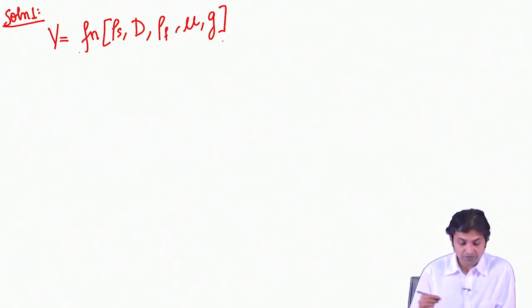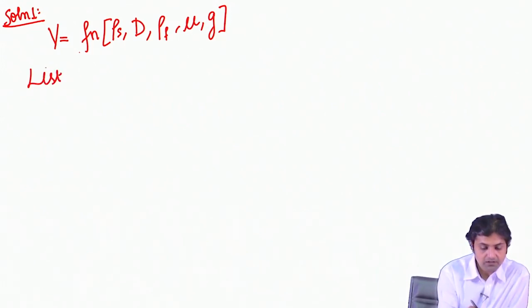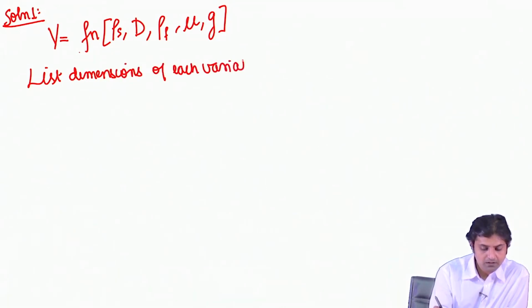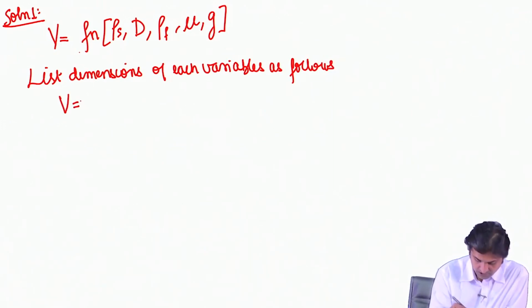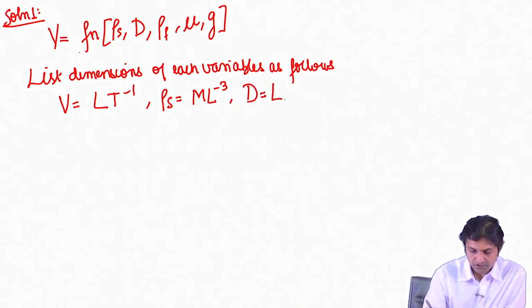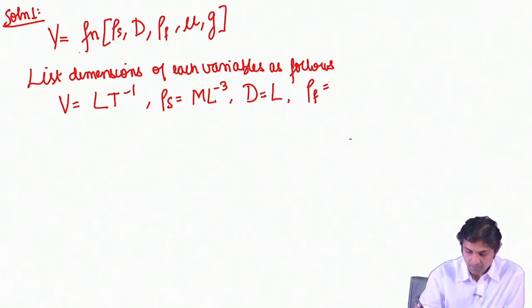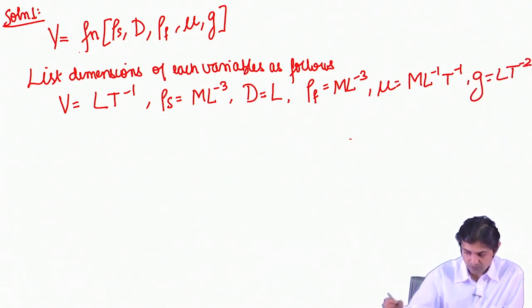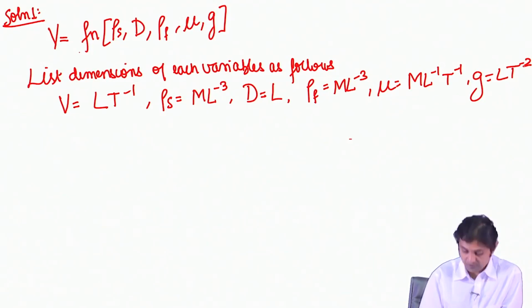Alright. So, the first step is that we have to list the dimensions of each variable. V is written as L T to the minus 1, rho s will be written as M L to the minus 3. I will do it very slowly so that you are able to follow. Diameter has a dimension of L, rho f will have the same dimension as M L to the minus 3. Mu will have the dimension of M L to the minus 1 T to the minus 1, and g will have L T to the minus 2. So, we have listed the dimensions of each variable as follows.